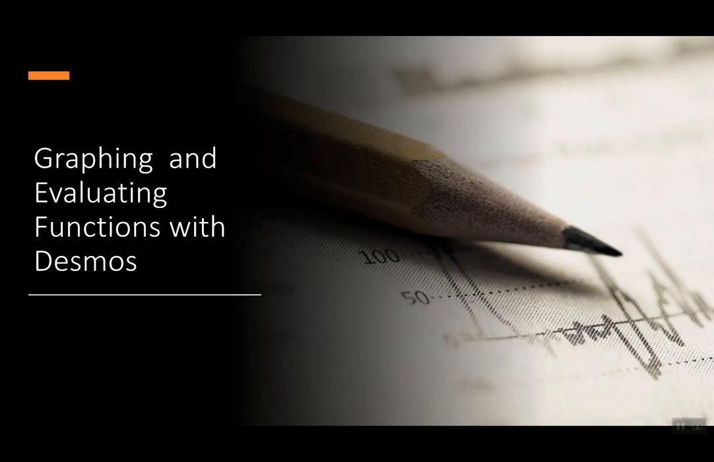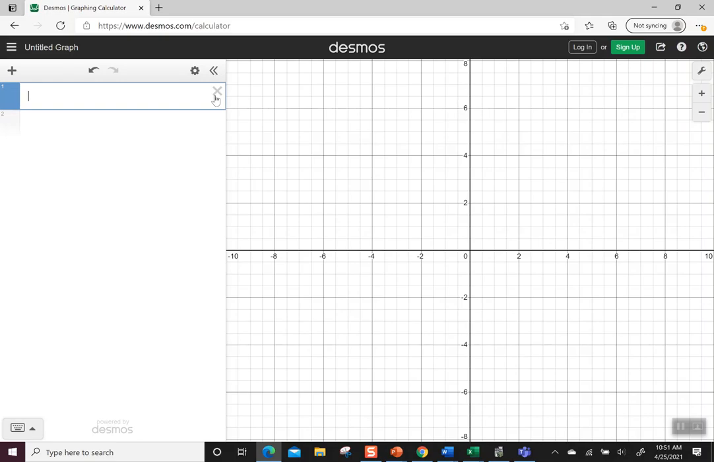Today we're going to look at graphing and evaluating functions with Desmos. Let's try f of x equals x squared plus 1. You want to type just like you would write, so f with parentheses around the x equals x to the power 2, and then plus 1.